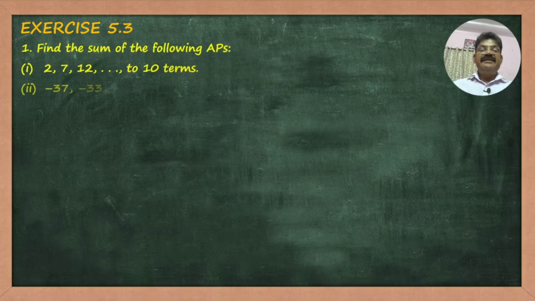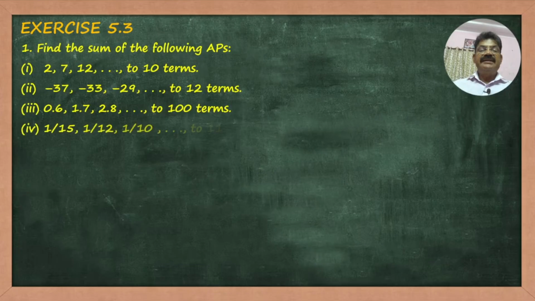In this video class, we are going to see exercise 5.3. This exercise has many problems, therefore we solve the problems very quickly, okay? First, find the sum of the following arithmetic progressions. So for each arithmetic progression, you have to find a first term, common difference, and then number of terms. Then you can substitute all the values in the formulas, then you can write the answer easily.